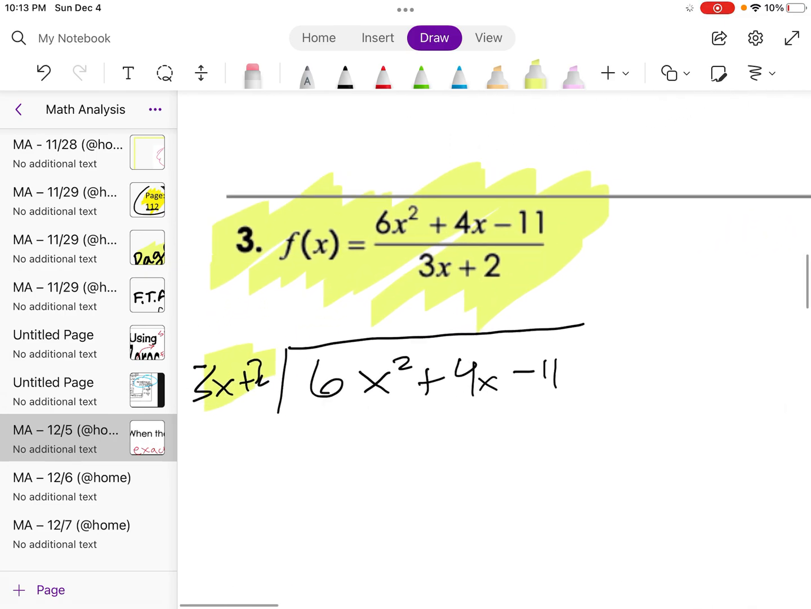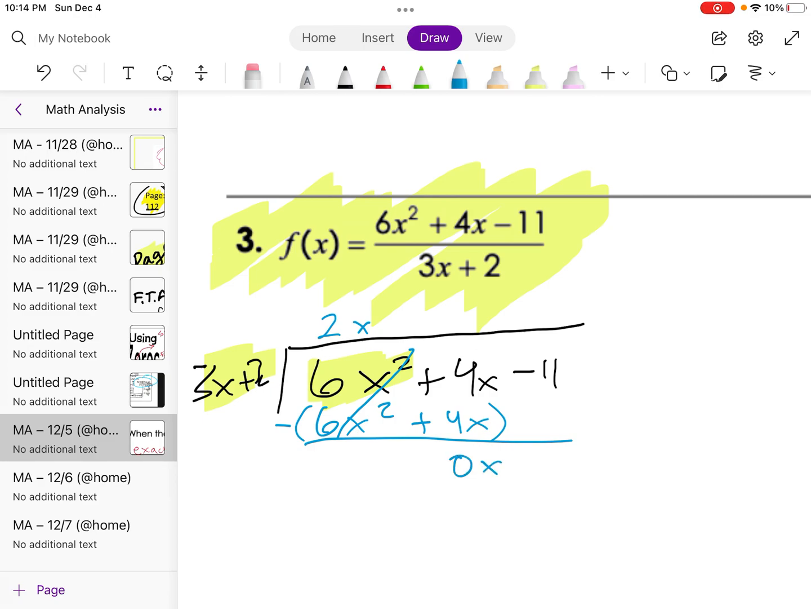Okay. So our first step is to figure out how do we get this into this. So we're going to have it be a 2x. 2x times 3x is 6x squared. That's perfect because now they match. 2x times 2 is 4x. We're going to subtract this out. These go away. This gives us a 0x. Bring down your negative 11.